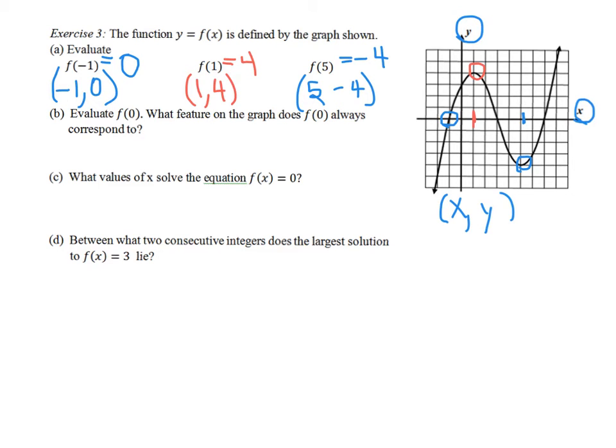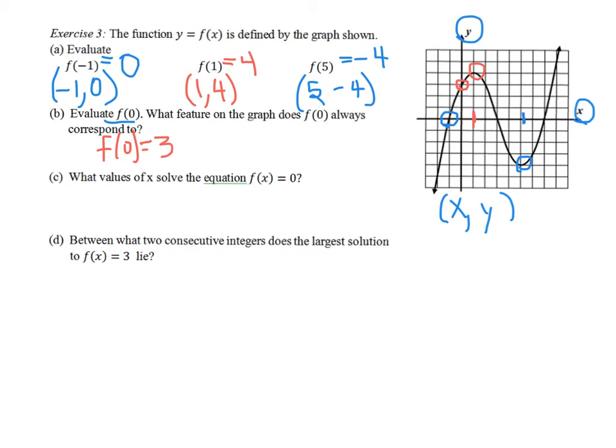For part B, we want to look at f of 0. So to find f of 0, I'm going to go to my graph, and 0 just means I'm along the y-axis. So here's the point right here. When x is 0, it looks like f of 0 is equal to 3.